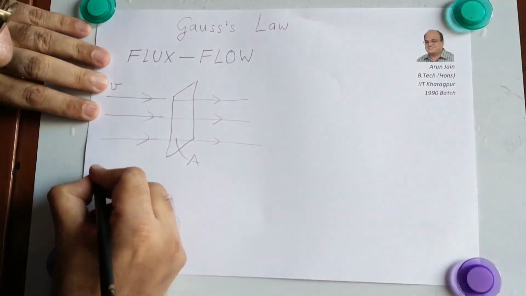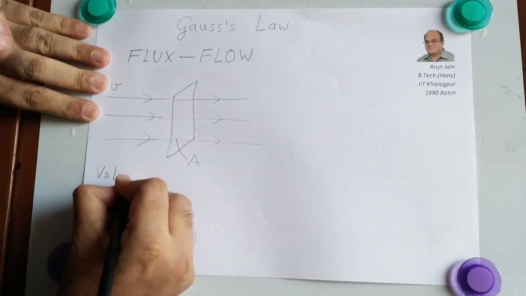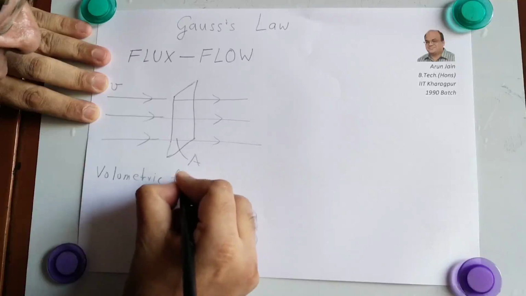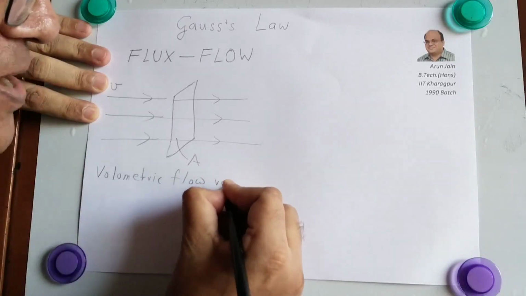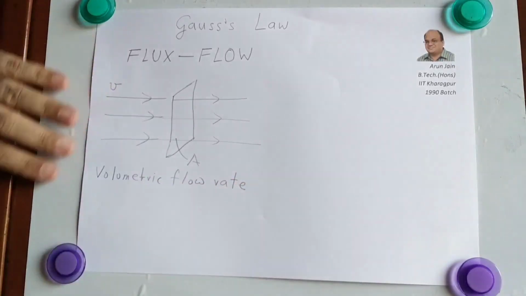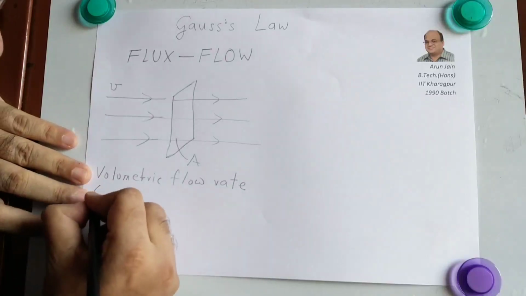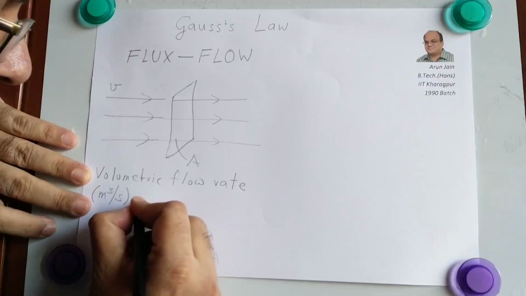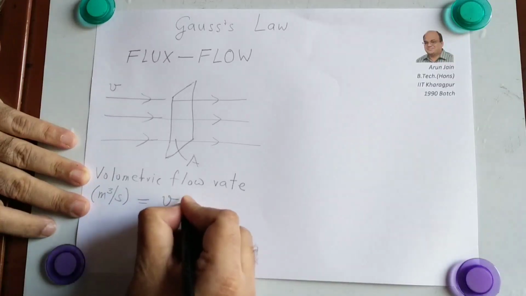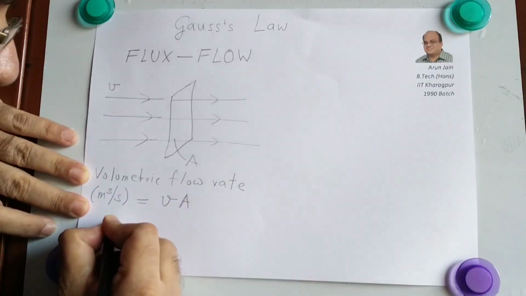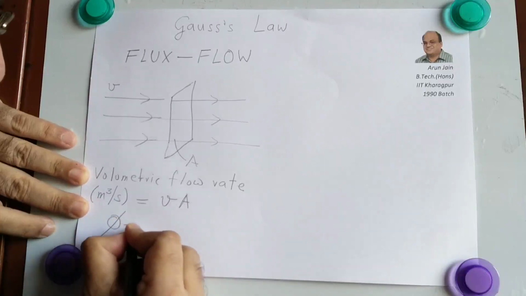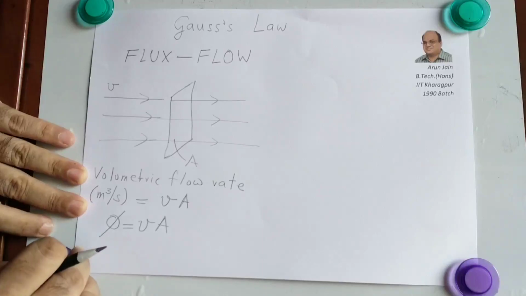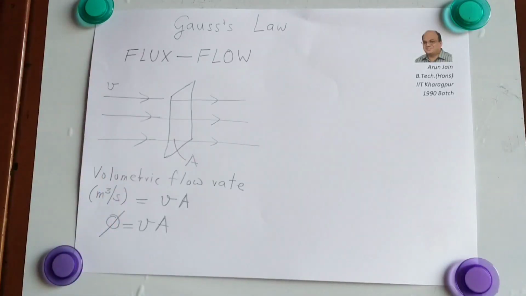Now, the volumetric flow rate of air. How much meter cube per second of air is flowing through this surface is given by V into A. So this we call it flux. Meter cube per second of air flowing through this surface.